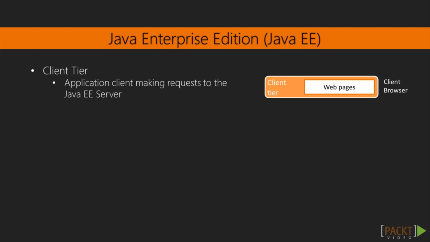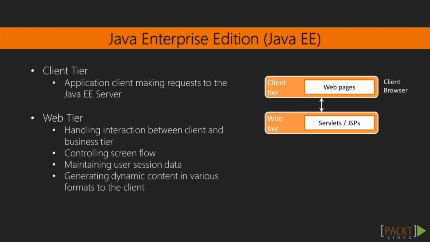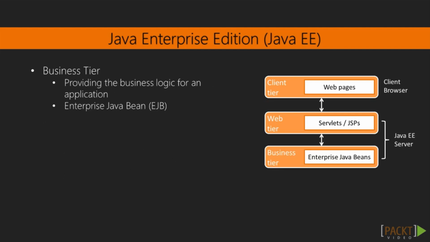It's the client tier, typically composed of web pages running on client browsers, such that application clients can make requests to the Java EE server. Then the web tier. It handles interaction between the client and the business tier, which is to be introduced next. It controls the screen flow and maintains user session data. It can also generate dynamic content in various formats to the client, such as HTML, PDF, XLS, and so on. The third is the business tier. It provides the business logic for an application.